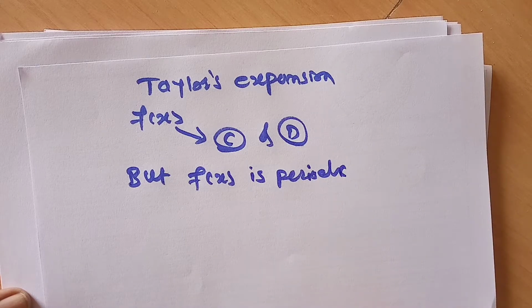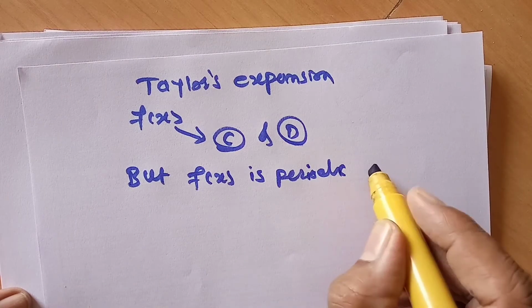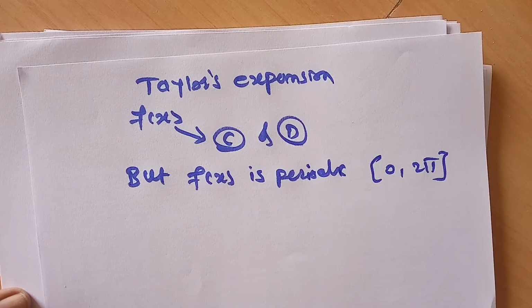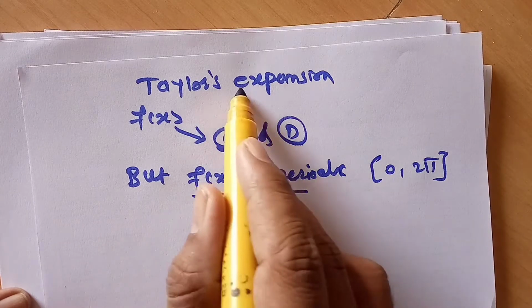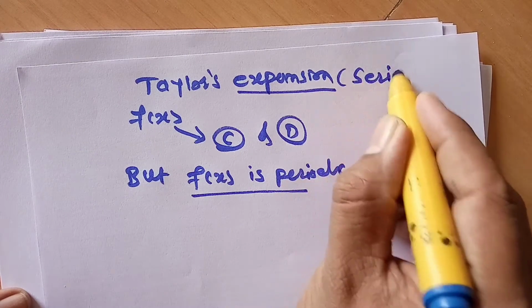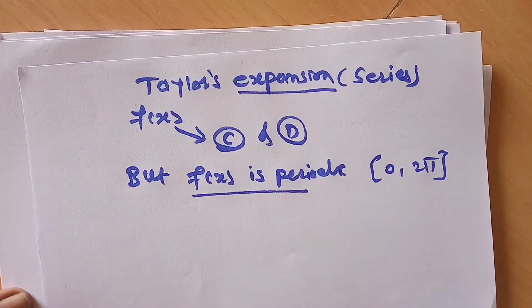Function is periodic. Now if the function is periodic in some given interval, suppose I will take the interval 0 to 2 pi, our usual interval. This function is periodic in the interval 0 to 2 pi. Then can we express this function in some expansion or in some series? Let us try to check.